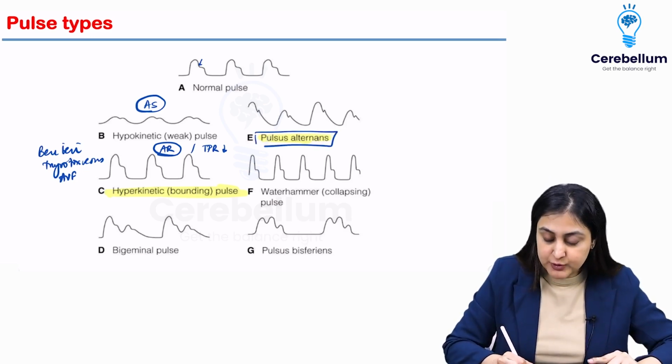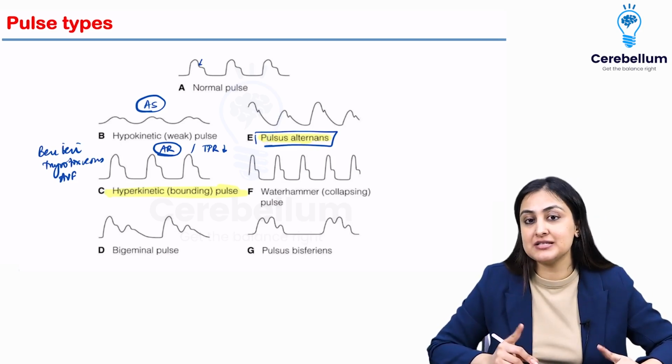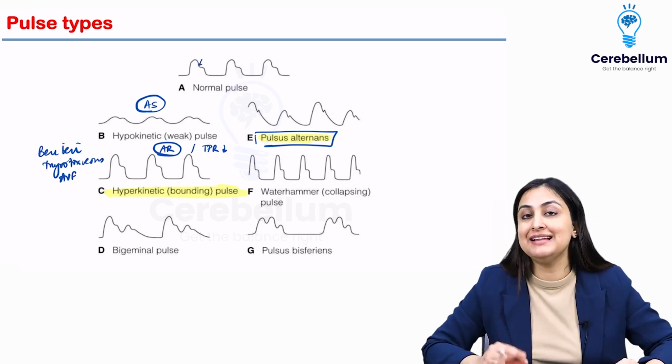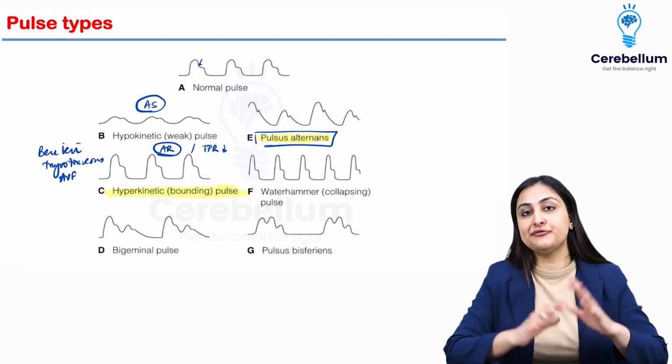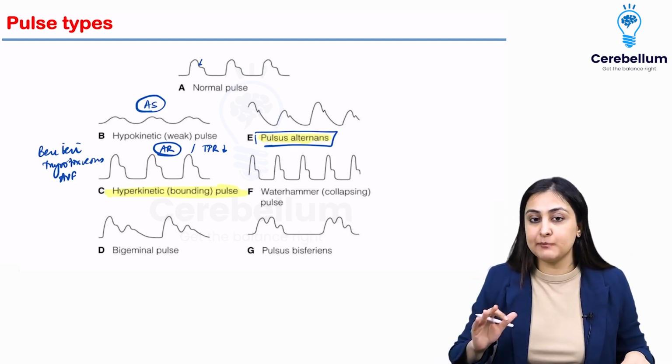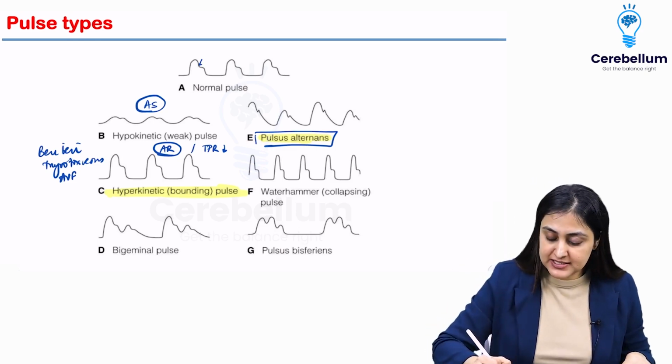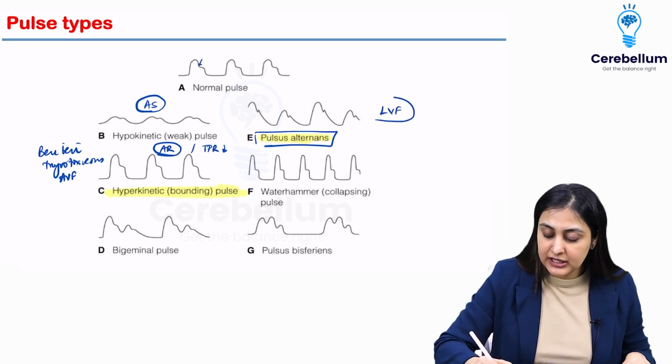Beware, do not confuse this with electrical alternans. I have seen students make this mistake. Electrical alternans is a feature of fluid around the heart, cardiac tamponade. But pulsus alternans is seen in left ventricular failure.